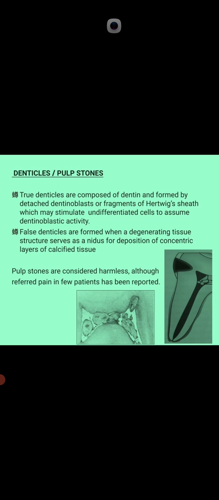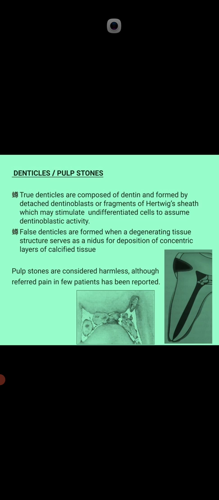Second, the false denticles are formed when a degenerating tissue structure serves as a nidus for deposition of concentric layers of calcified tissue. These two types are very important: true denticle or true pulp stone, and false denticle or false pulp stone. True denticle is always formed by dentine, but false denticle is formed by degenerating tissue.